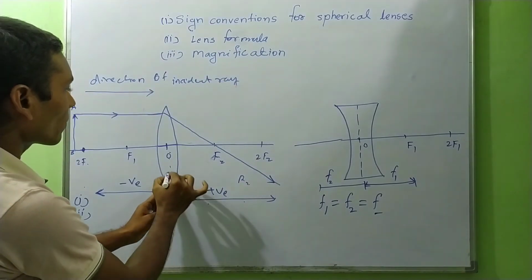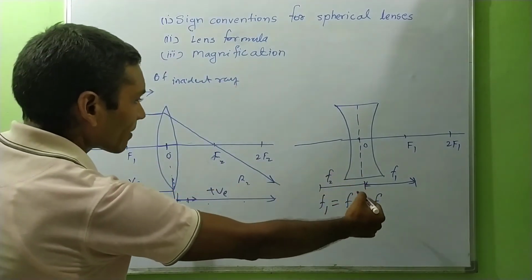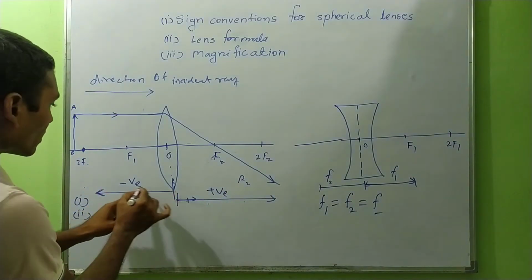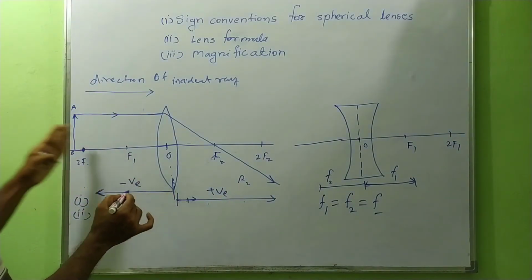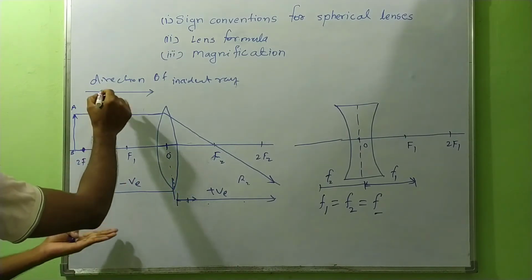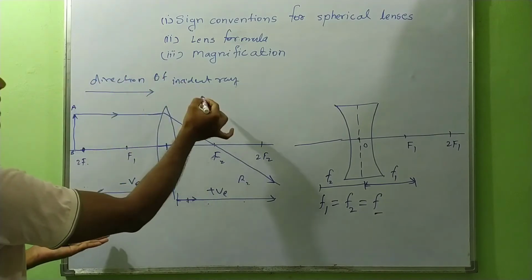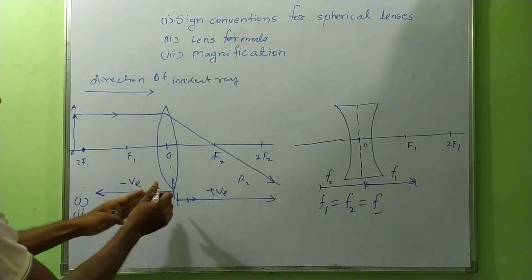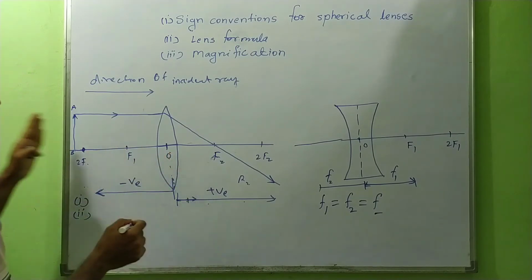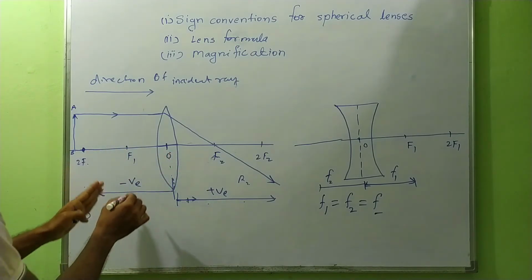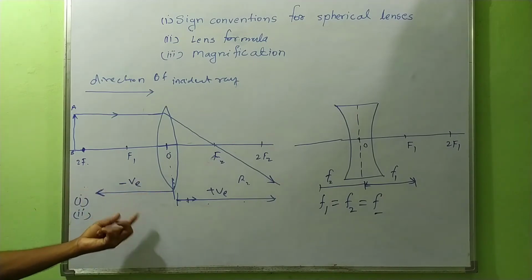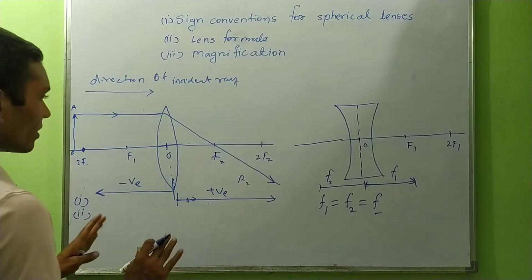That's why the distance from O in the right hand side will be positive. And for the distances in the left hand side, we are going right to left, but the direction of the incident ray is left to right, which is opposite. That's why the distances from the optical center in the left hand side are taken with a negative sign. Okay, this is the sign convention.